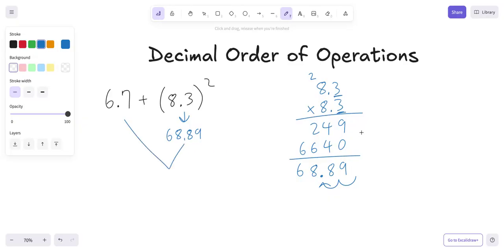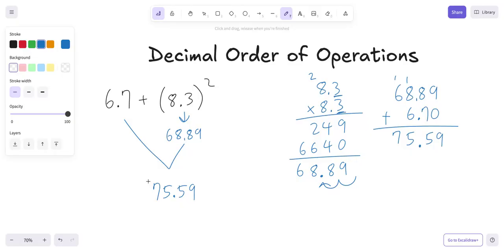Next up, we have addition, right? So we have to add this. This is 68.89. With addition, subtraction, we need to line up the decimals. 6.7. I'm going to fill in the blank with a 0. 9 plus 0, 8 plus 7 is 15. That's 15 again, and 7. So my answer is 75.59.